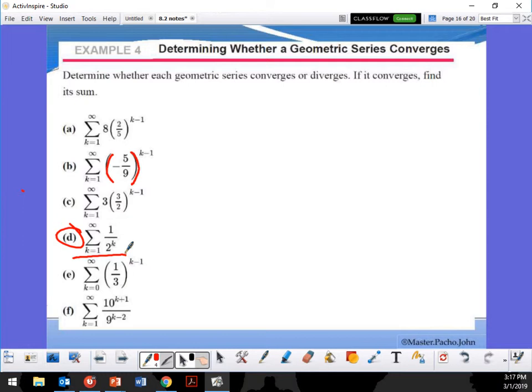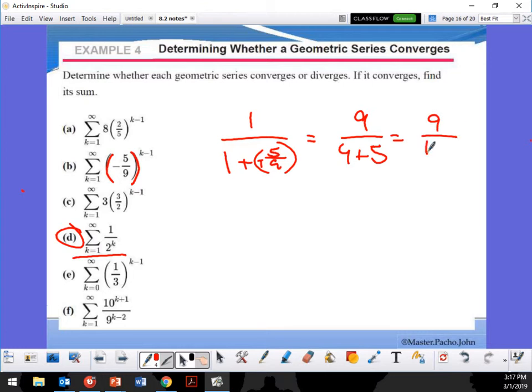So in that case, that's going to be 1 over 1 minus negative 5 over 9, which is going to become a plus, right? So common denominator is going to be 9. 9 over 9 plus 5, which is 9 over 14.